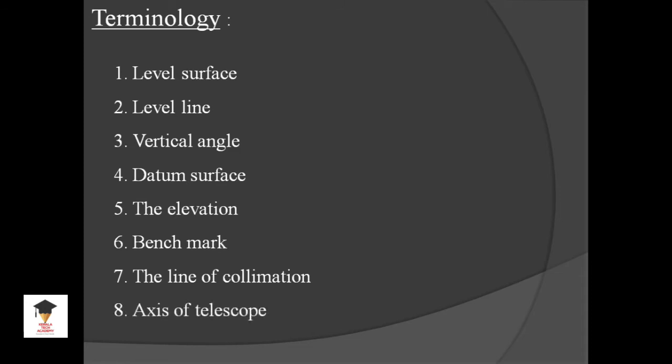Next, the axis of telescope. It is a line joining the optical center of the object glass to the center of the eyepiece. The next one, axis of level tube. The level tube is also called a bubble tube, and it is an imaginary line tangential to the longitudinal curve of the tube at its middle point. It is also known as a bubble line. It is horizontal when the bubble is centered.